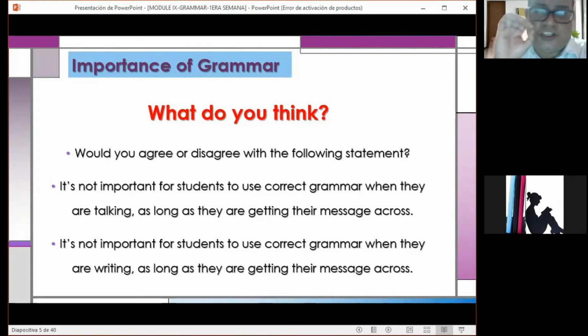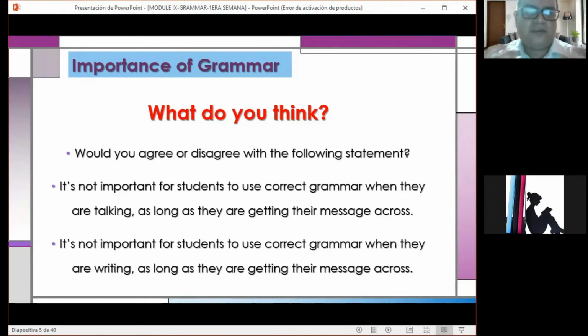So notice that we're just talking, because the next statement is related to writing. First, when they talk, is it important to use correct grammar when a student talks, if they could be understood? Because the second statement is related to writing. It's not important for students to use correct grammar when they are writing, as long as they are getting their message across. So we have two skills here, when they talk and when they write.